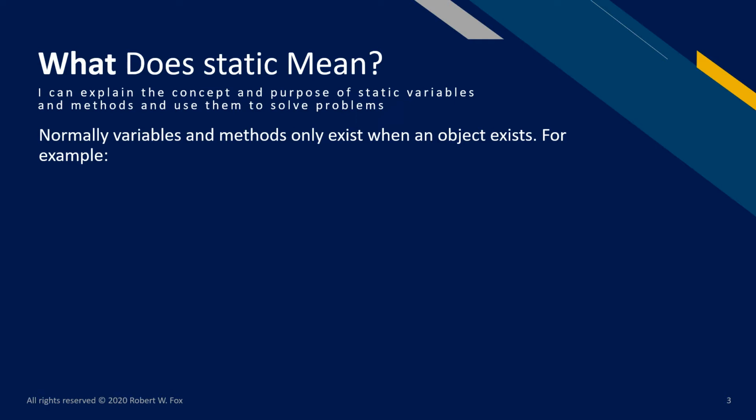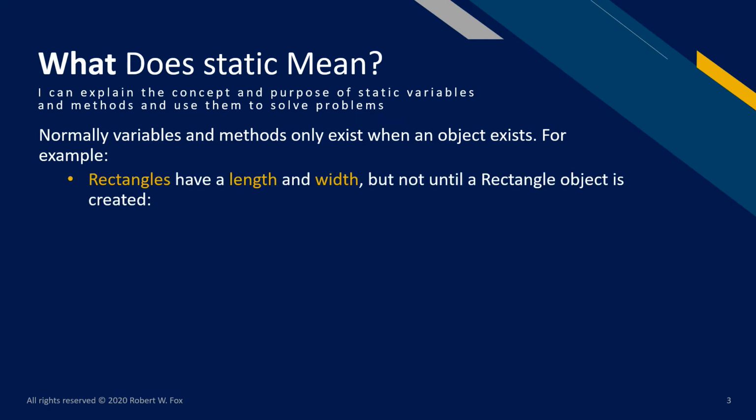Well, normally, variables and methods only exist when an object exists. For example, let's take a rectangle. Rectangles have a length and width. But the length and width do not exist until we actually create a rectangle object. And we say something like Rectangle rect = new Rectangle. And then and only then does the length of 2 and the width of 4 come into existence.